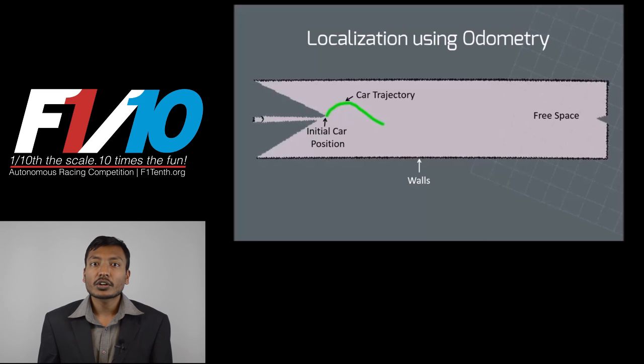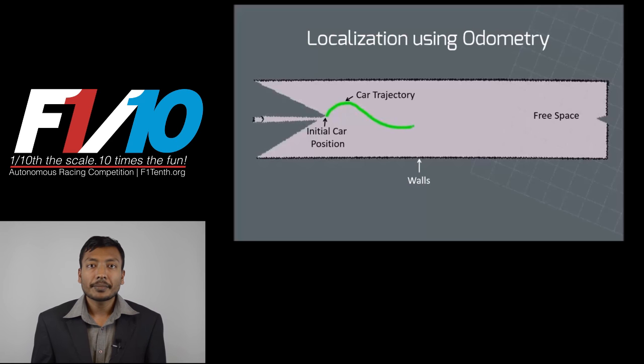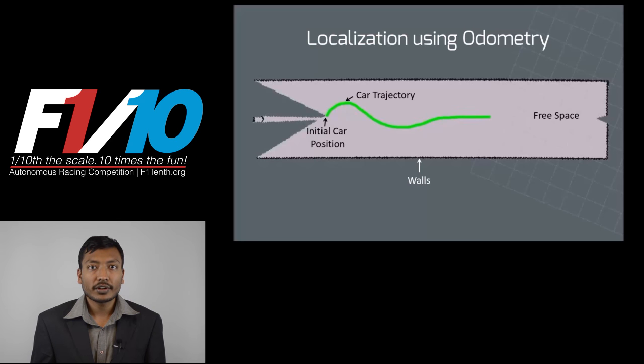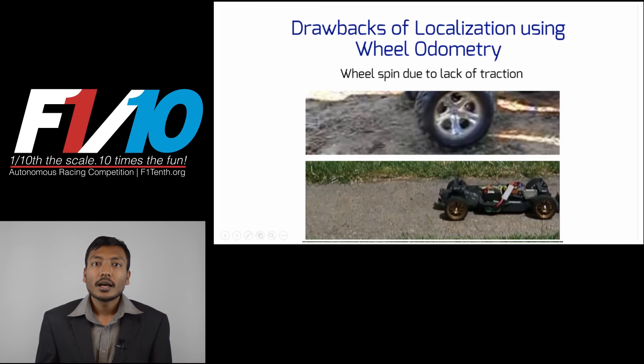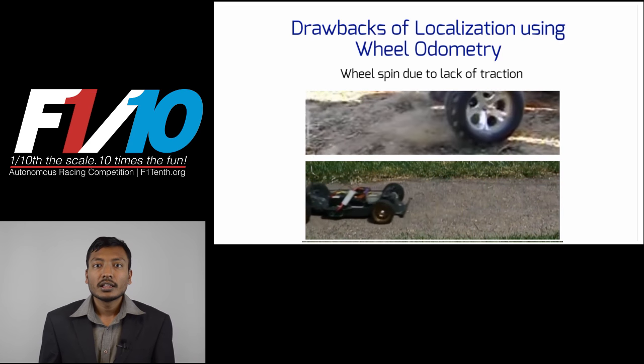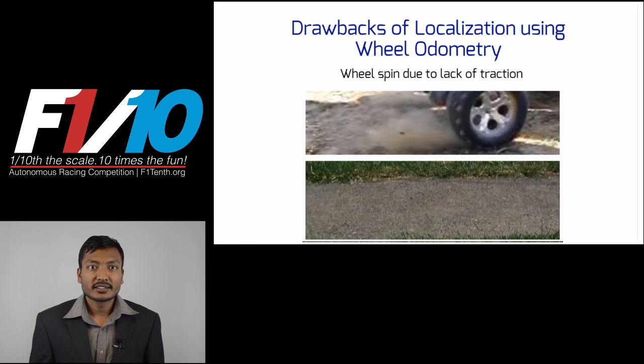Here, the green dot is the initial position. As it begins to move, the green path is the trajectory followed by the car as tracked by the wheel odometry. Similarly, even the odometry information from Hector can be used for tracking. However, both these sources are not accurate enough. This is because of various reasons.